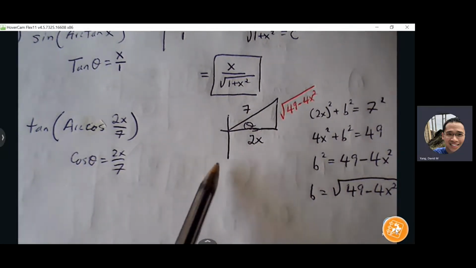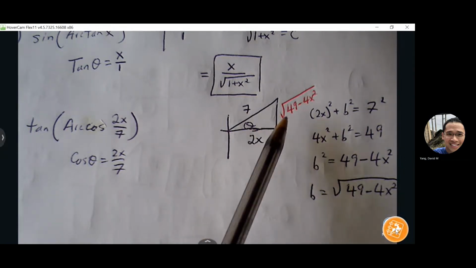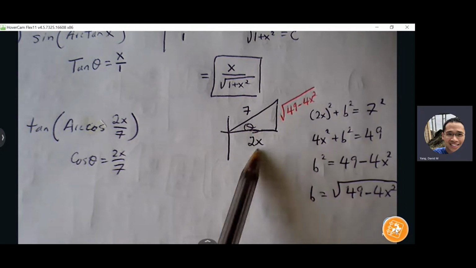So what's tangent of theta? Opposite over adjacent.